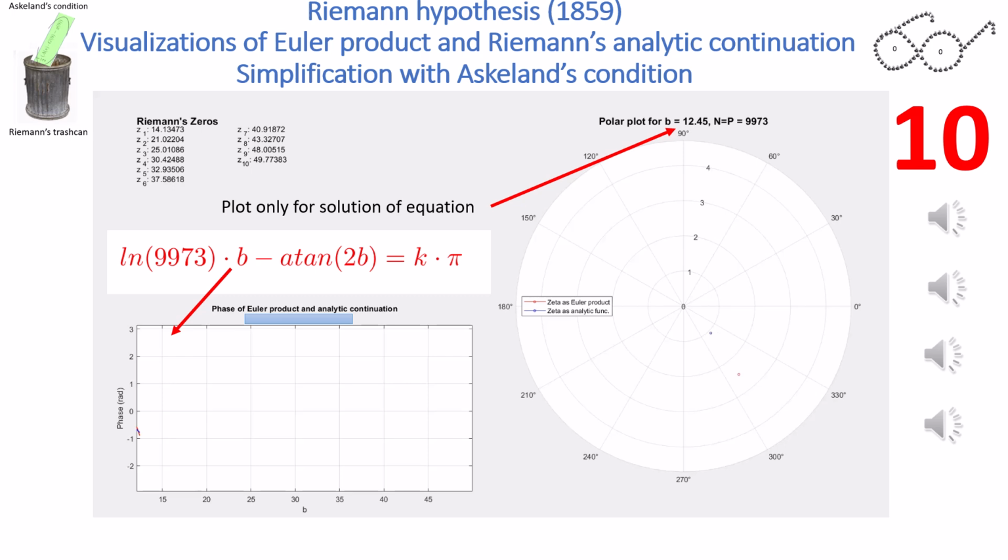Now Askeland's condition has been applied to the plots. The phase plots are now approximately the same. You can draw a line from 0 through both dots in the polar plot, and these dots will pass through Riemann's zeros simultaneously.